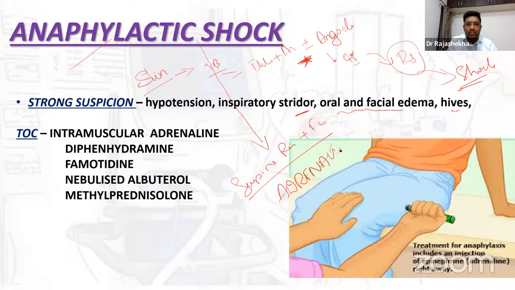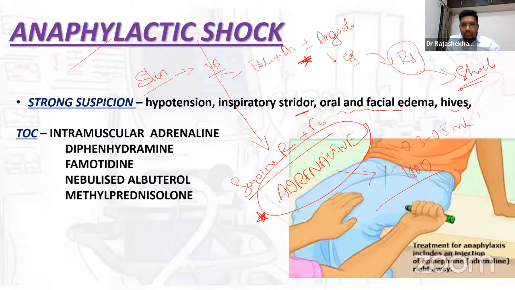A very, very important intervention that you do. I have seen many postgraduates first administering the nebulization, first giving hydrocort, first giving methylprednisolone. No, when you're seeing a patient of anaphylactic shock, the first thing you do is an intramuscular adrenaline of 1 in 1000 dilution. You give 0.3 to 0.5 ml.